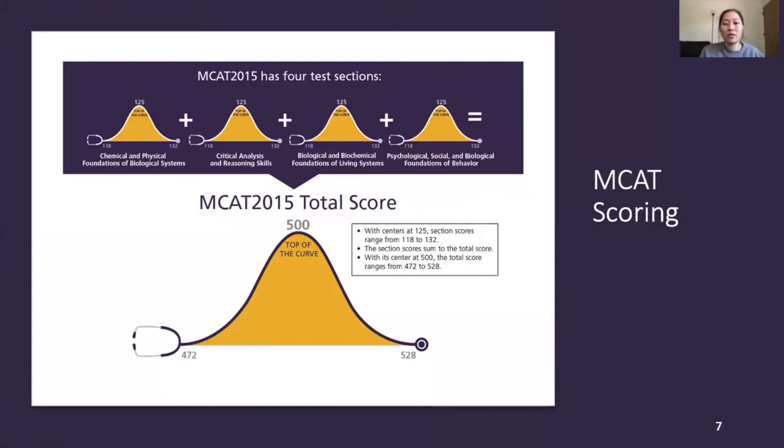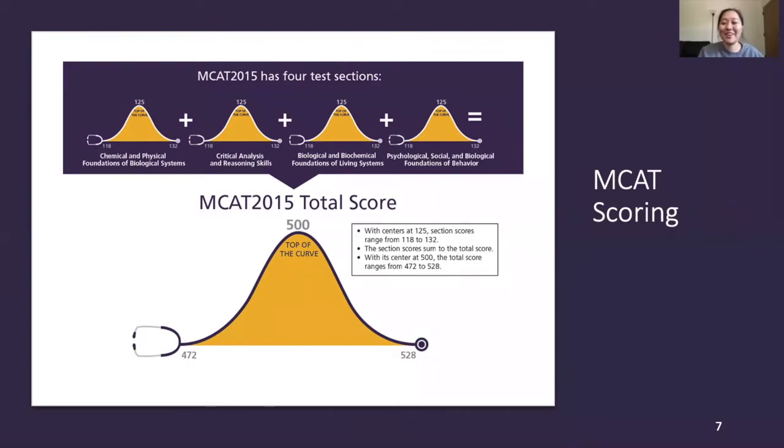Next, we'll go into how the MCAT is scored. Each of the 4 sections will be scored individually from 118 to 132 with a median score of 125. Now, I don't know why they picked those arbitrary numbers. I think it makes it really confusing. But these scores are combined to create a total score ranging from 472 to 528. That makes sense because 132 times 4 is 528. And with a median score of 500, I guess that's pretty neat, actually.